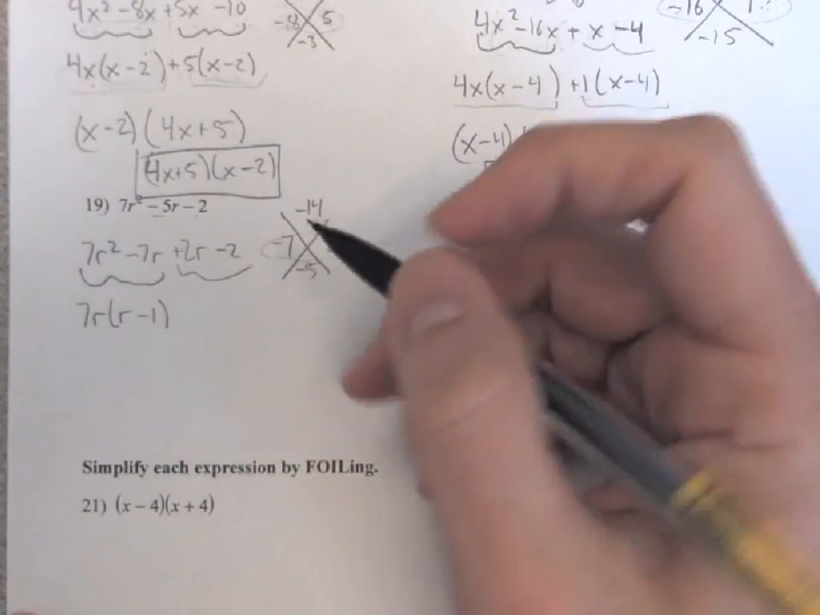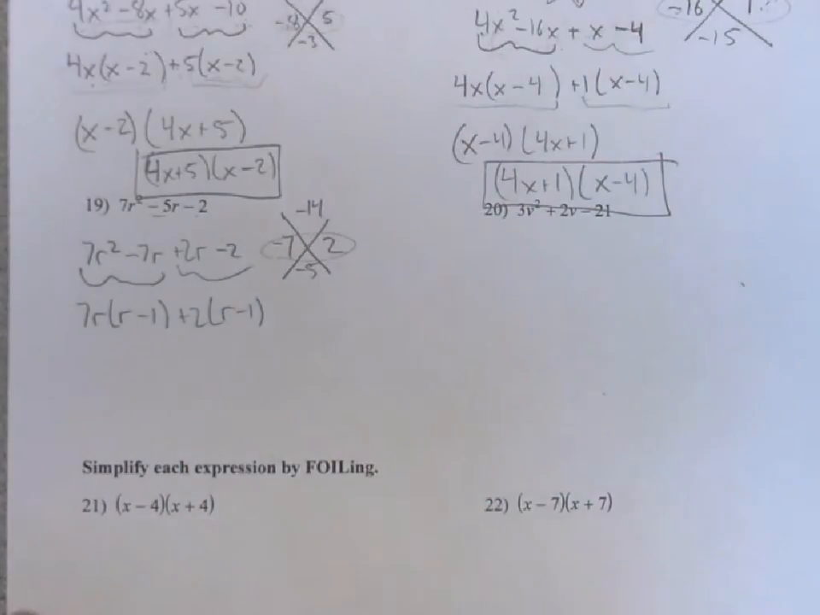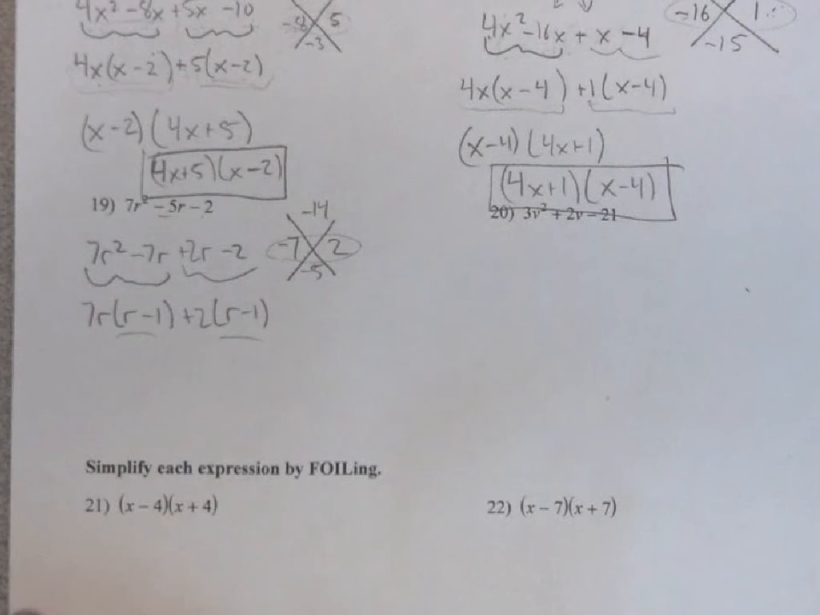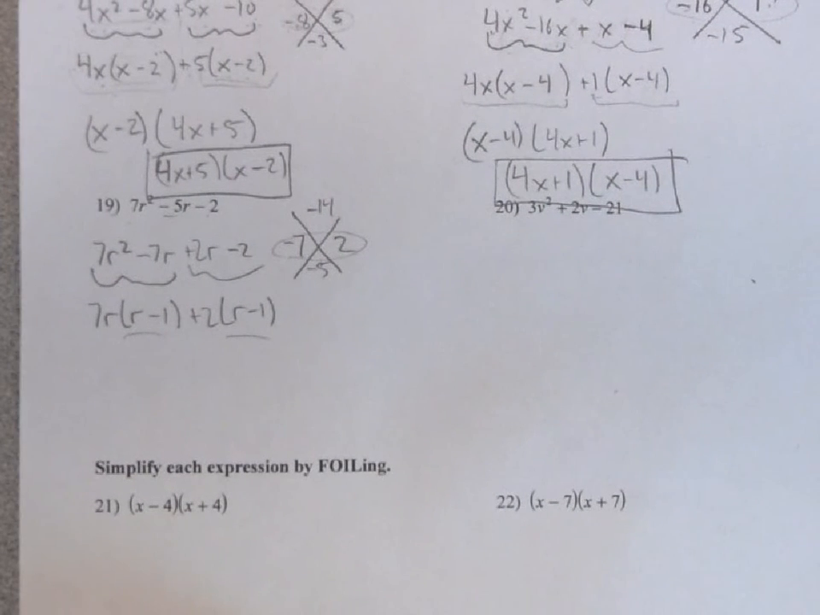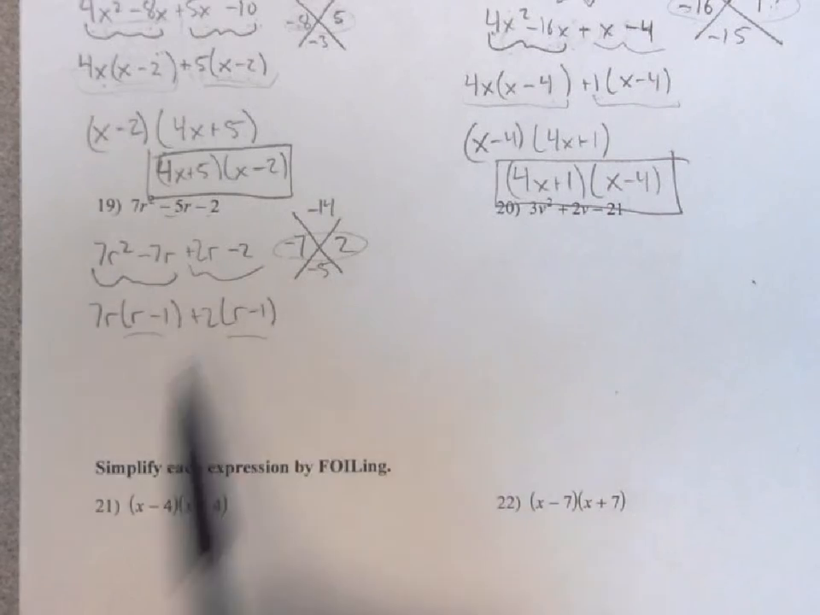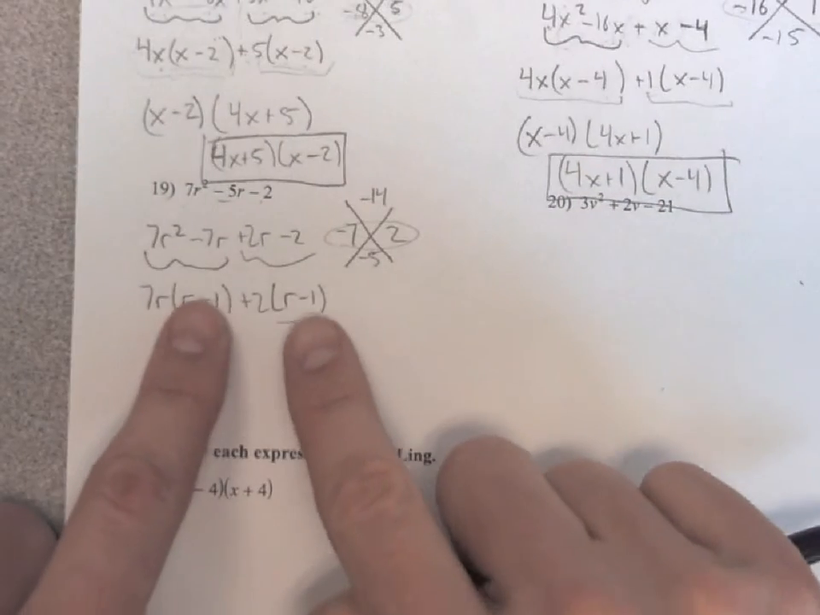These guys both have a 2 in common. When we factor that out, we get r minus 1, and we're expecting to get the same thing in parentheses here. If you don't, that means either it doesn't factor or you did something wrong. So you've got to go back and backtrack if these parentheses pieces don't match. They need to match.